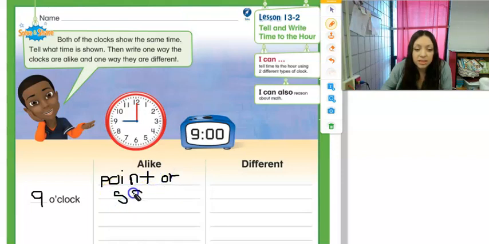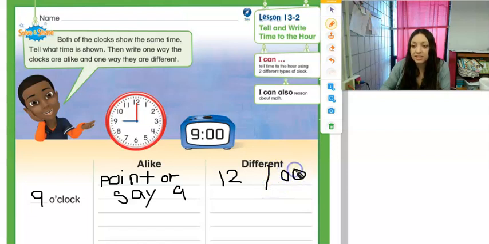And then what's one way that they're different? Well, look at the minute hand. This says 0 for minutes, and what does this say? It's pointed at a 12, which stands for the o'clock and 0 minutes, but it's different that way. So I'm going to say 12, and then I put /00, because they're pointing at different things, okay?